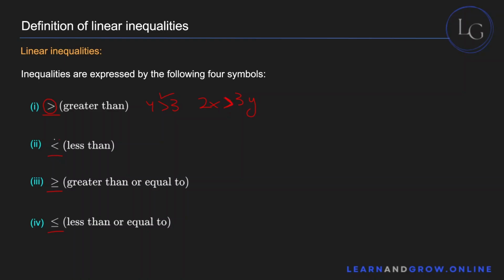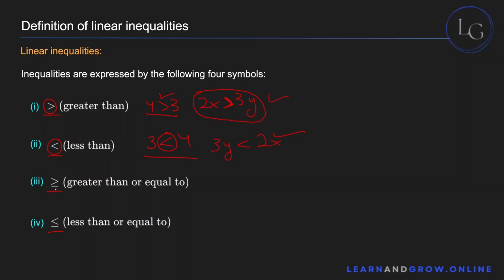For example, in this second one, you have the less than symbol. Whatever is on the left hand side is less than whatever is on the right hand side. So let's say 3 is less than 4. And again, you can remember this by the fact that the mouth is pointing towards 4. So 4 is greater than 3, which is basically the same thing. Both expressions are the same. Similarly, you can write 3y is less than 2x. So 2x is greater than 3y, and 3y is less than 2x, both are the same thing.